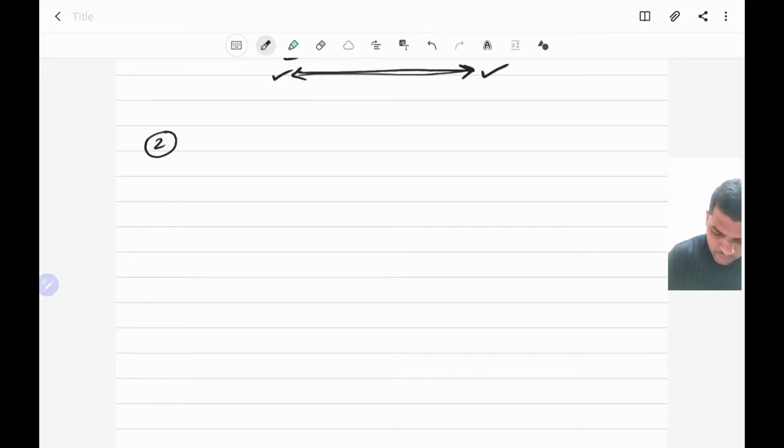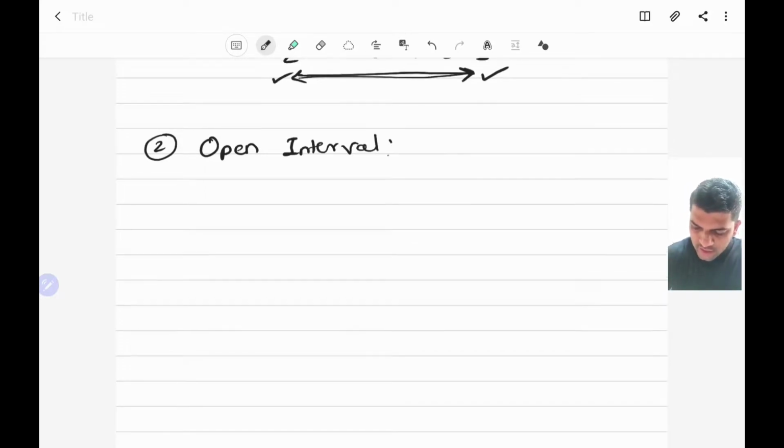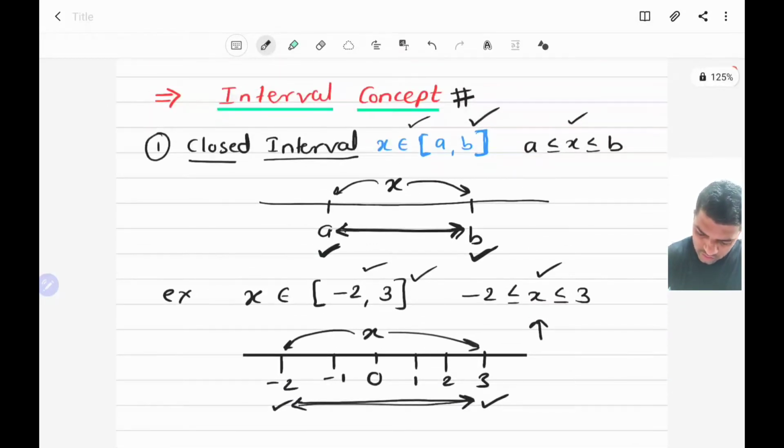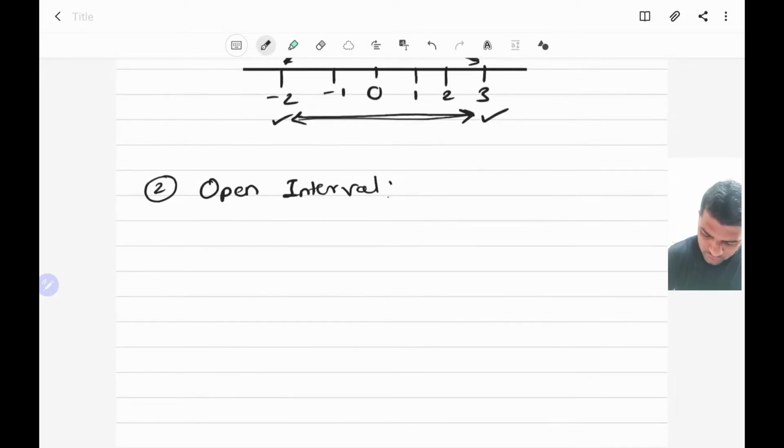In type number 2, let's cover the open interval. Let's understand what an open interval is. Maths is a symbolic language. This is called a closed bracket. But here, if you observe, they provide you x which belongs to the interval (a, b). See, I changed the pattern of the bracket. This is called an open interval. There is one more way of representing it.